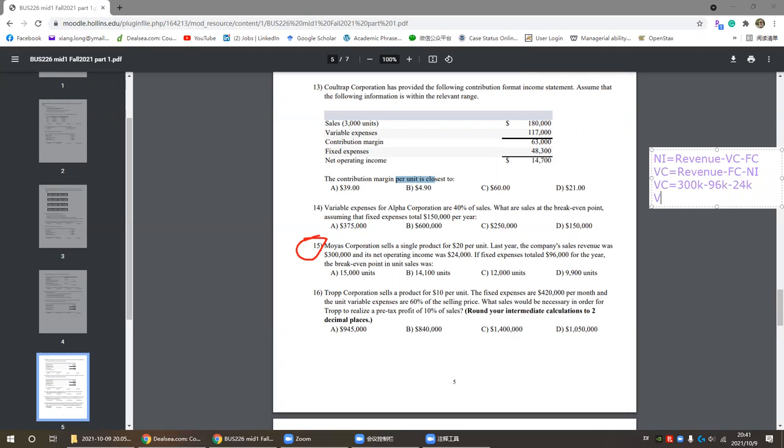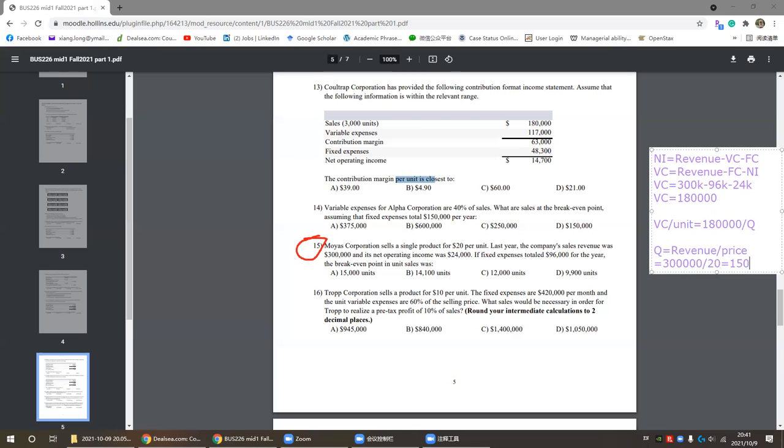So we can get our variable cost is equal to 180,000, and we need to find out what will be the variable cost per unit. We're using our total variable cost, 180,000, divided by the total unit quantity. However, how are we going to get the quantity? Our quantity will be equal to our revenue divided by price. So we have 300,000 divided by the price of 20.